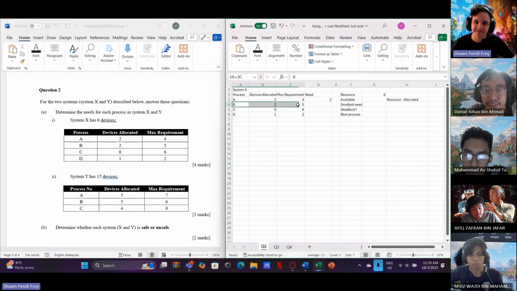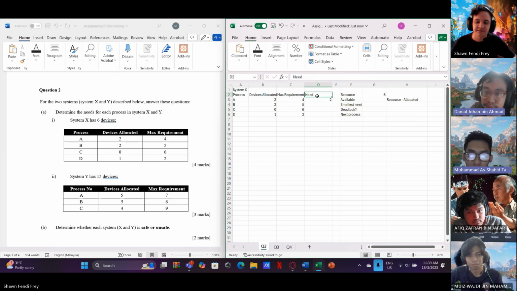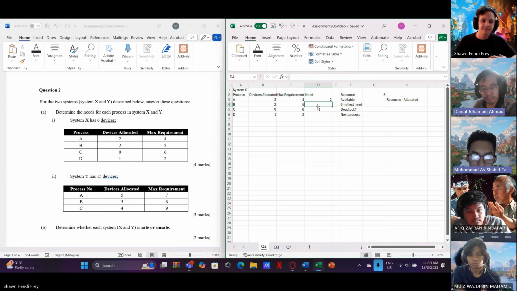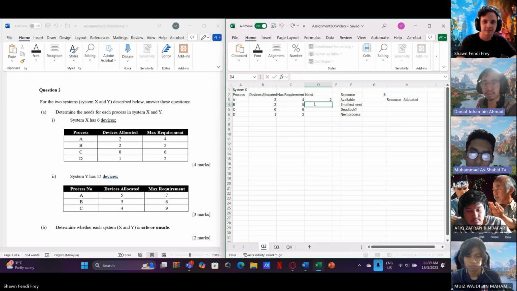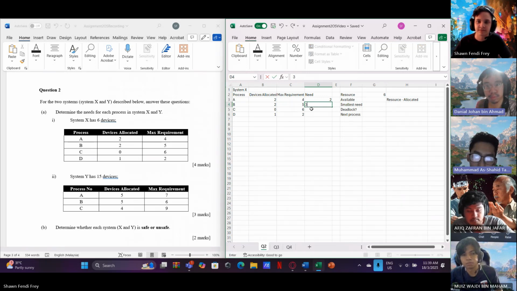Want to try this one? Same for B. Okay, so how do we want to find need? So in order to find need, we need to check for process B. The max requirement is 5, and for the device allocated there's 2. So in order to find need, we have to subtract max requirement with the device allocated. So 5 minus 2, we will get 3 in the need for process B.